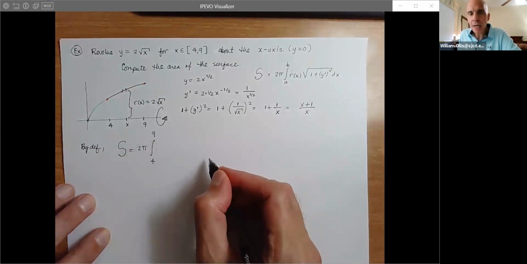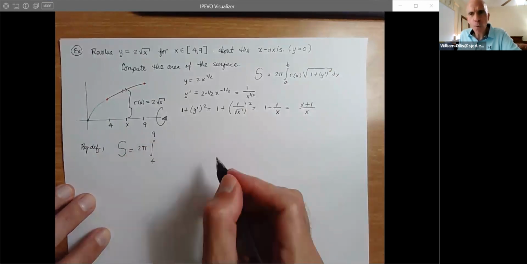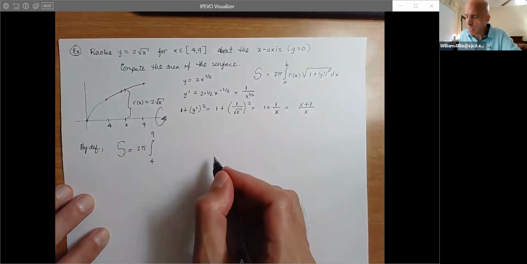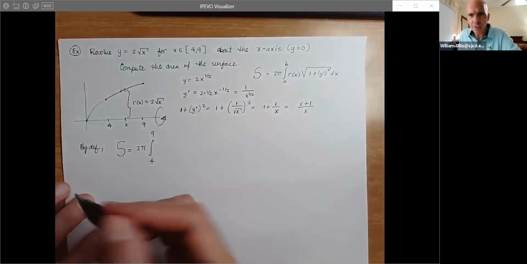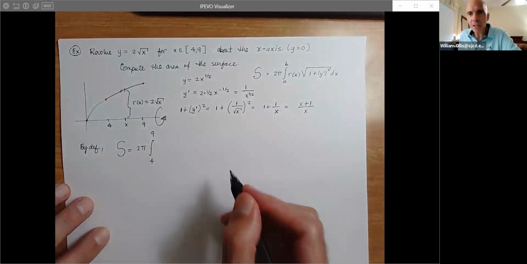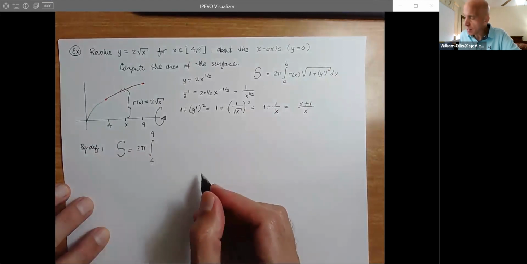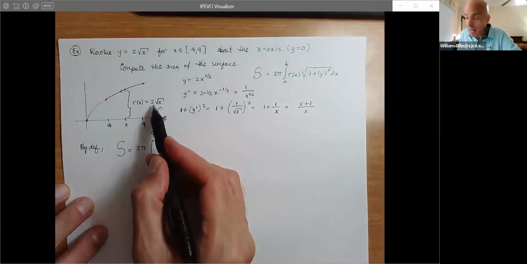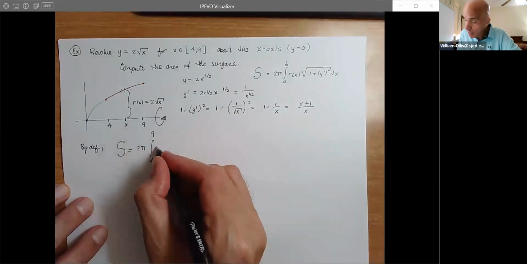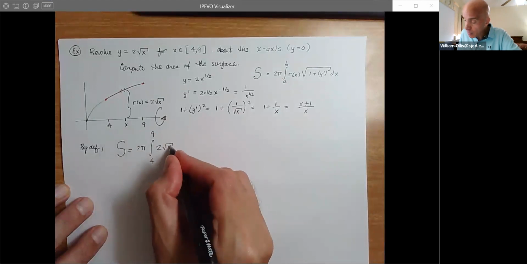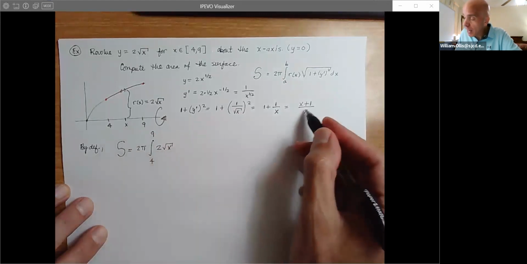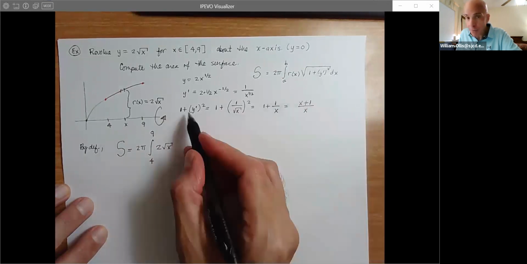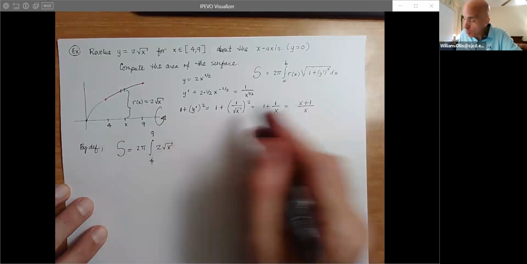You do some really tedious problems with new formulas and lots of logarithms, then you do this and it's very simple. So the more you challenge yourself, the better you get at this process. And so now notice we have r of x, the distance to the axis of revolution. So we have 2 square root x. And then now we have the square root of this. Remember, we have computed this, so we need the square root of this.